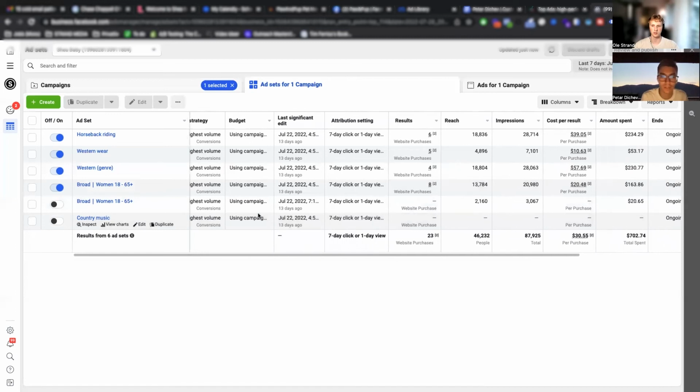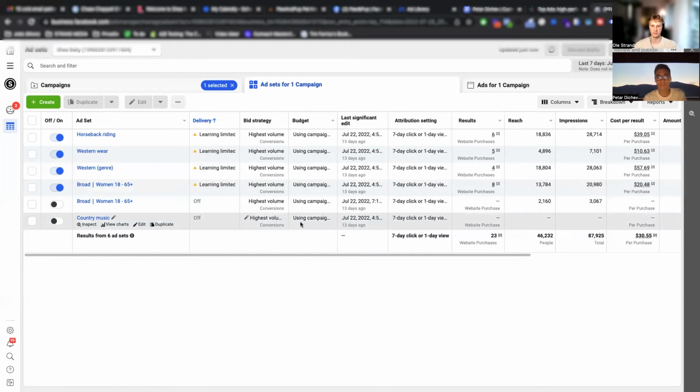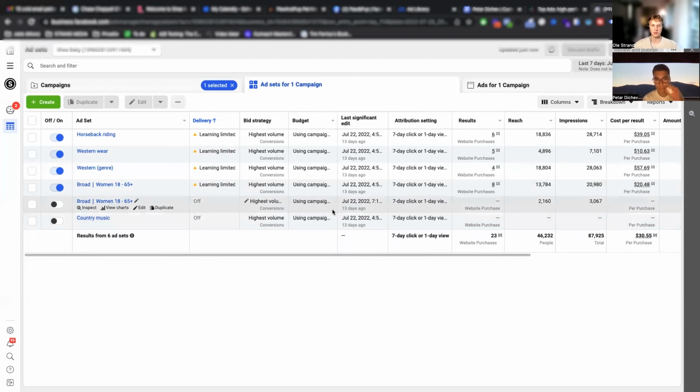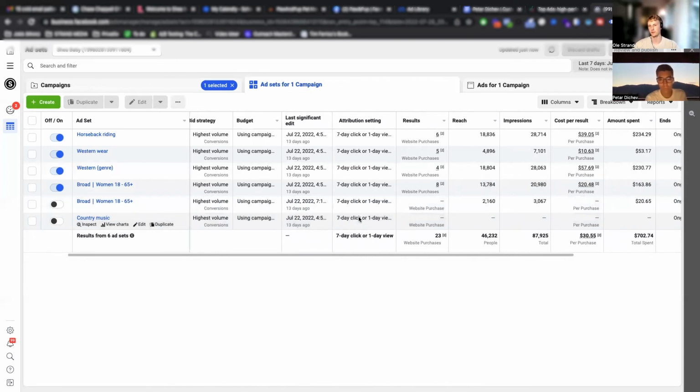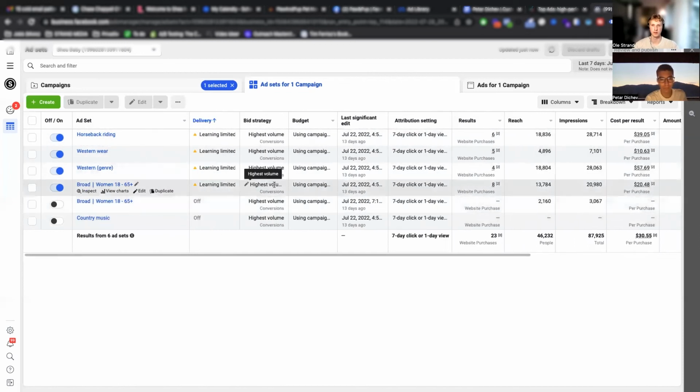Yeah, that's good. But before you turn them off, make sure that they got proper spending. Sometimes they don't really get a lot of spend, so then you just let it be there because it doesn't matter. But in ABO, of course, they will have spend. So if you see no results, cut it off and focus the budget on the ones that are performing.